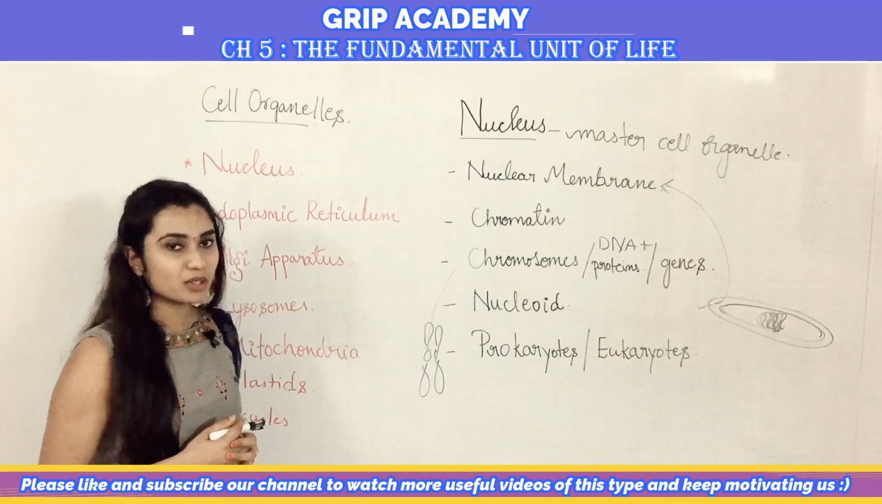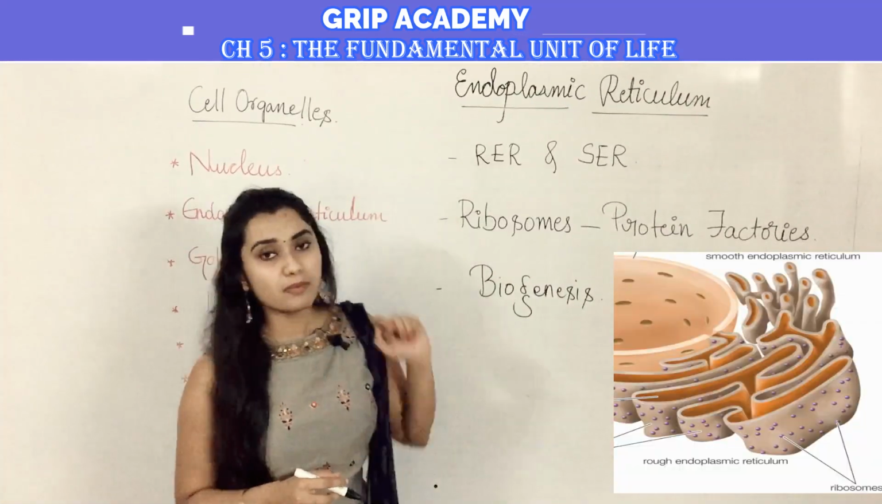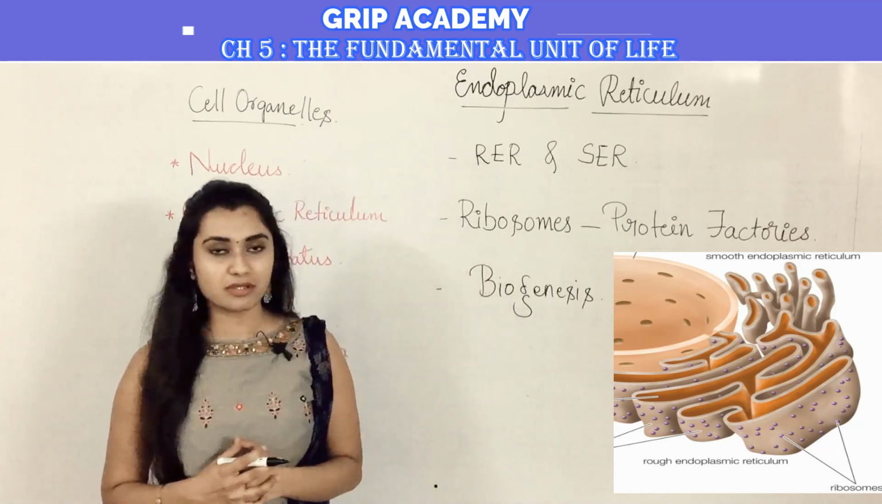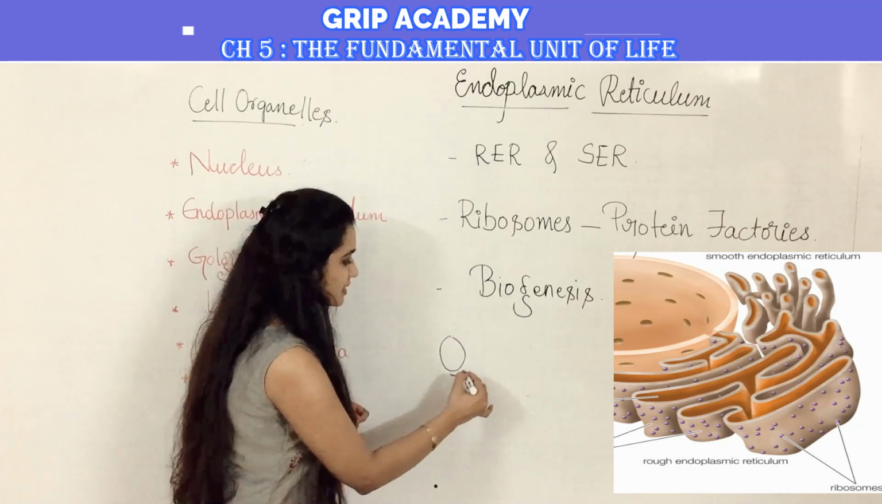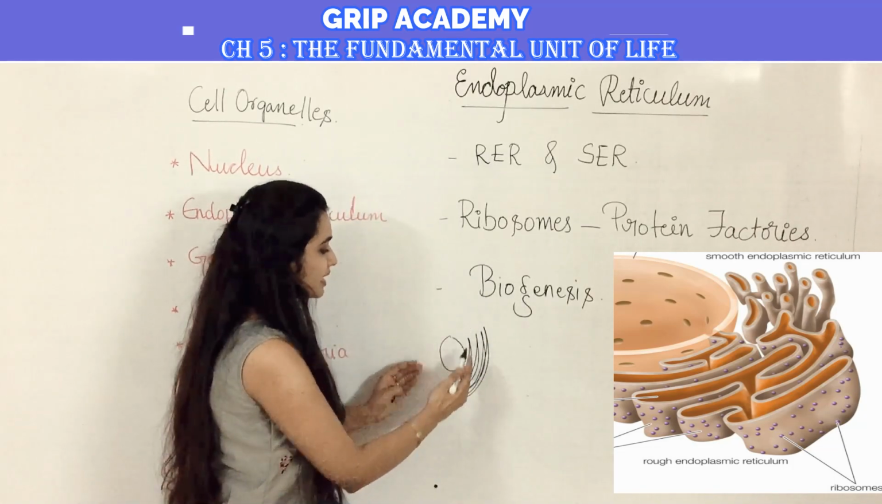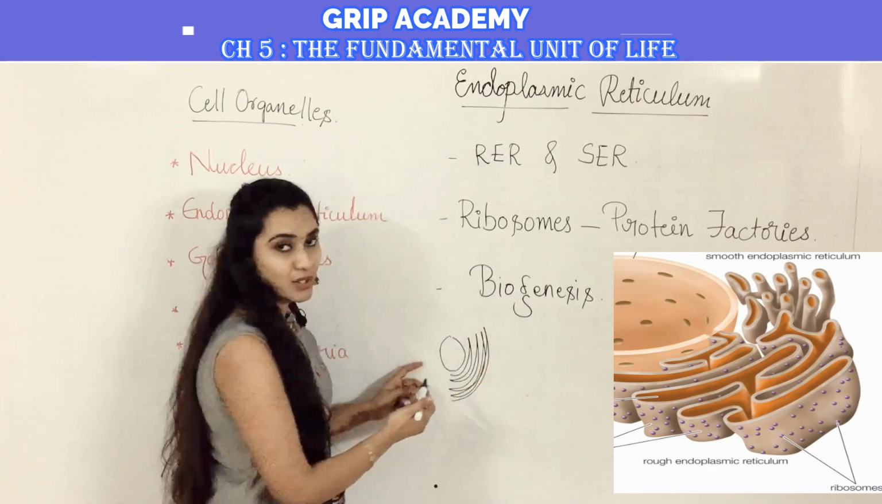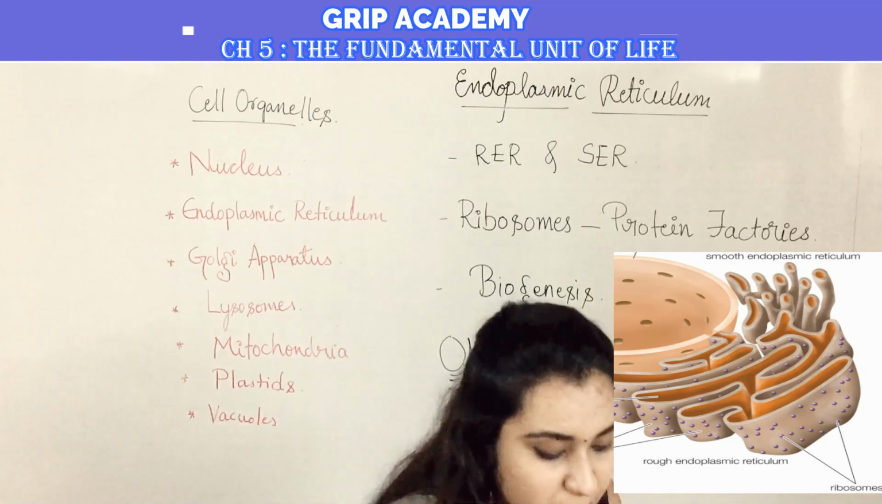Okay, so let's move on to the next cell organelle, endoplasmic reticulum. Endoplasmic reticulum is a large network of tubular and sheet-like structures. Consider this as a nucleus. It just resides next to the nucleus itself, making tubular kinds of structures. Let me show you a diagram so that you can get a clear picture of it.